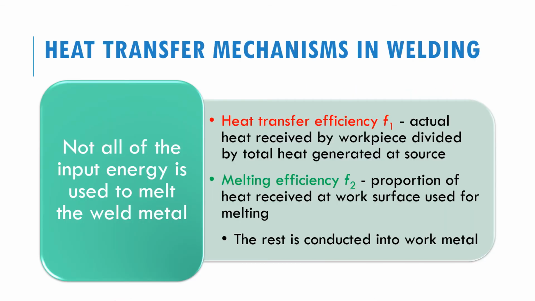Before we can do any calculation, we have to understand the heat transfer mechanism in welding. Not all the input energy is used to melt the weld metal. There is heat transfer efficiency, F1, which is the actual heat received by the workpiece divided by the total heat generated at the source. And then we also have melting efficiency, F2, which is the proportion of the heat received at the work surface used for melting. The rest is conducted into the work metal.